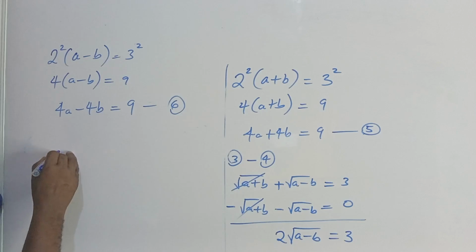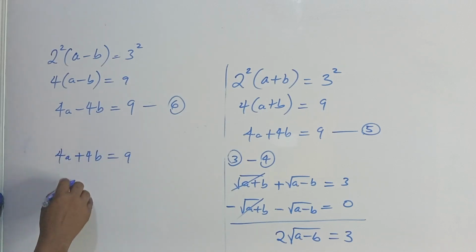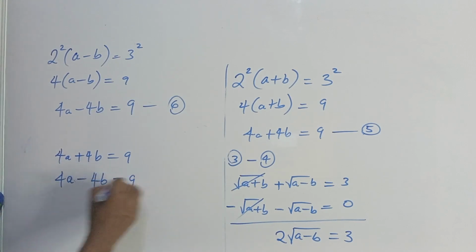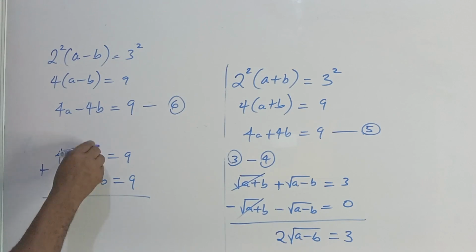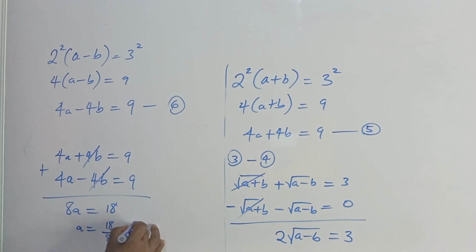We have equation 5 to be 4A plus 4B equal to 9, and then we have 4A minus 4B equal to 9. From here you already have an idea of what the solution will be. By adding, we have 8A equal to 18. So we have A to be 18 over 8, which is 9 over 4.